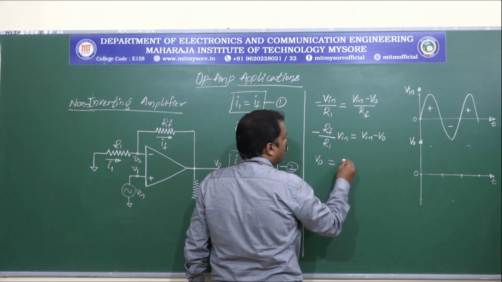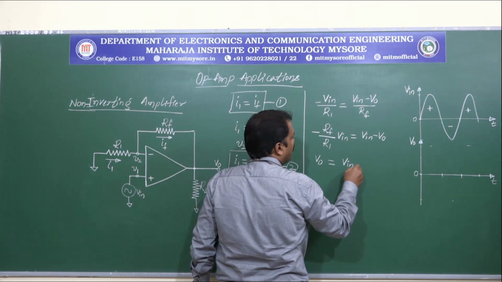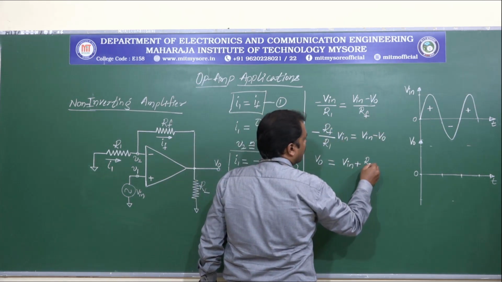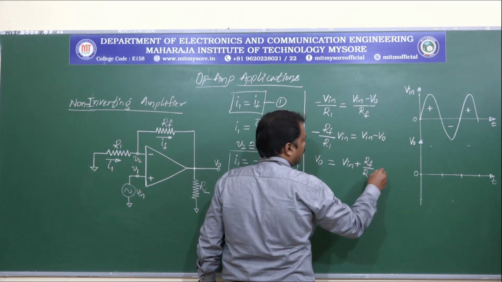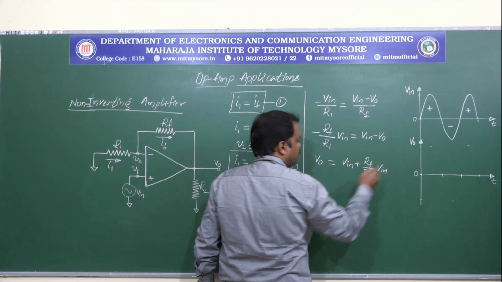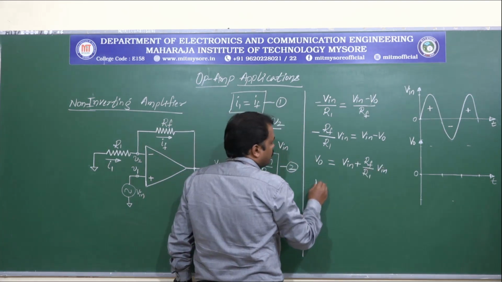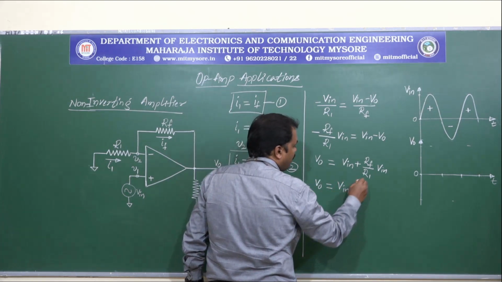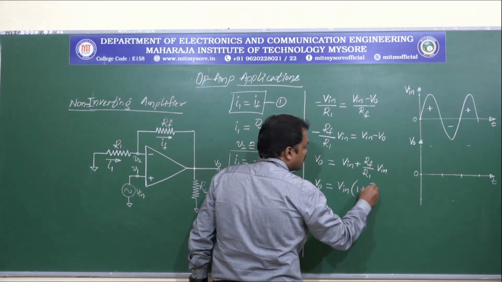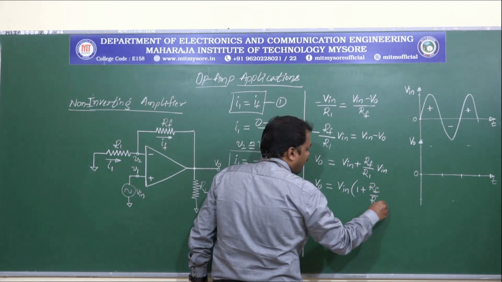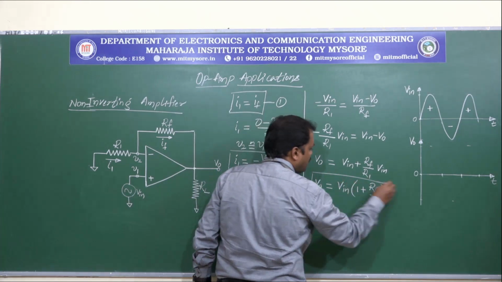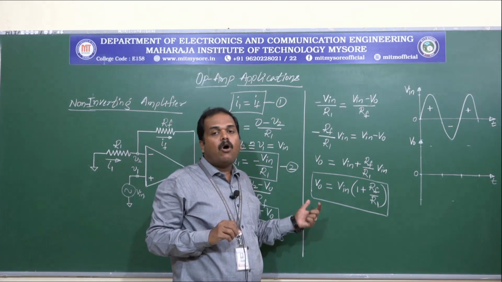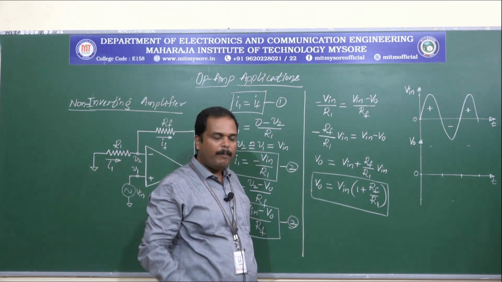V0 is equal to Vin plus, sending this whole term to the other side, so this is what we have. So V naught can be finally written as Vin into 1 plus RF by R1. So this is the expression for the output voltage of a non-inverting amplifier using op-amp.